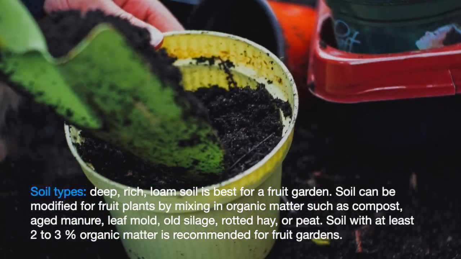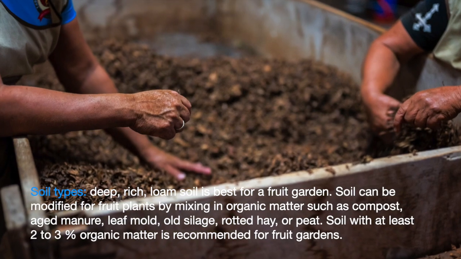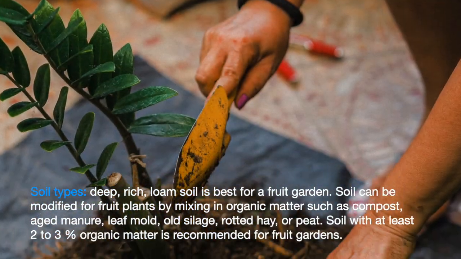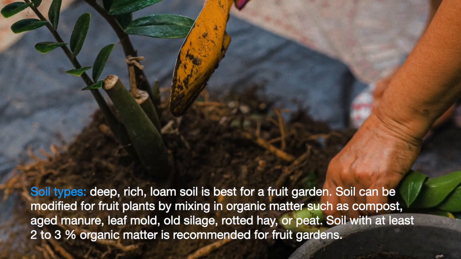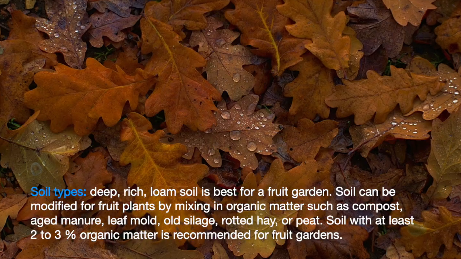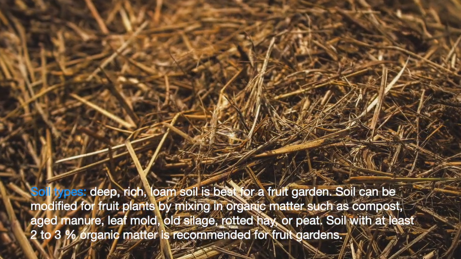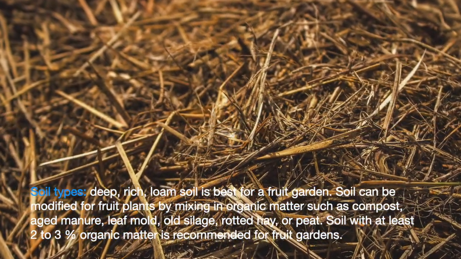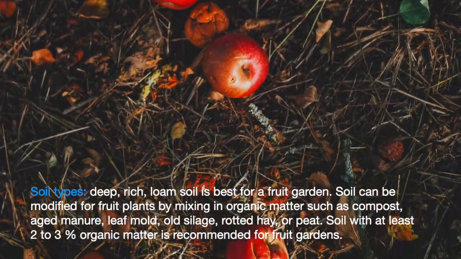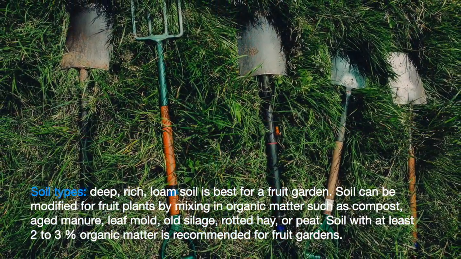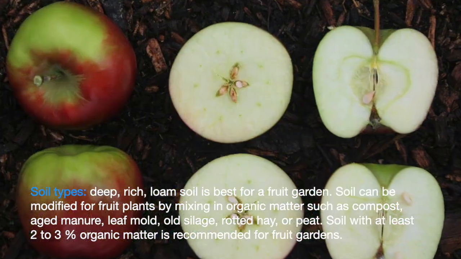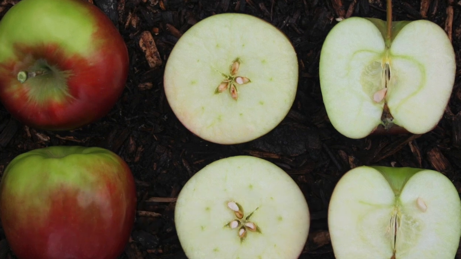Soil types. Deep, rich, loam soil is best for a fruit garden. Soil can be modified for fruit plants by mixing in organic matter such as compost, aged manure, leaf mold, old silage, rotted hay, or peat. Add at least 2 inches of organic matter to the soil surface and mix it in with a garden fork or rototiller. Soil with at least 2 to 3% organic matter is recommended for fruit gardeners.